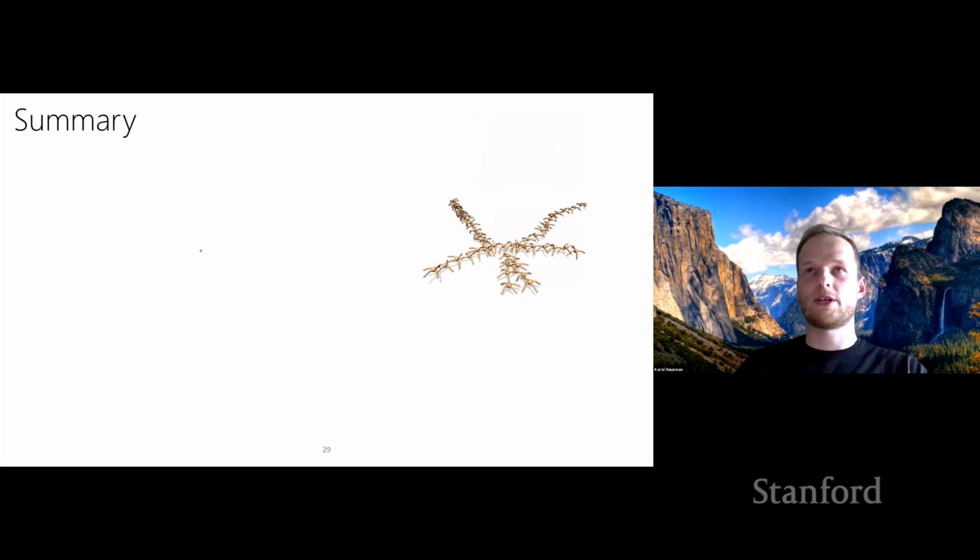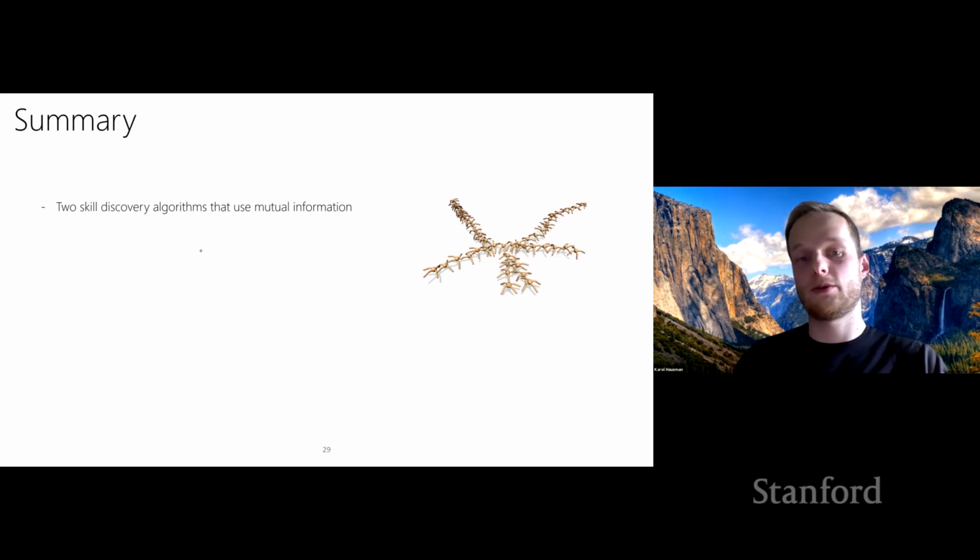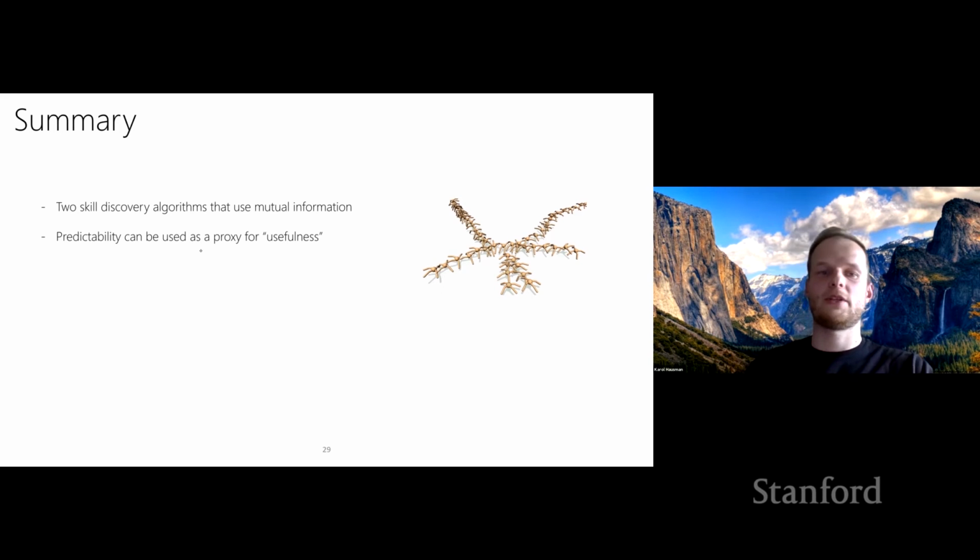All right, so to summarize that part, we talked about two different skill discovery algorithms that use some form of mutual information. One of them, the DADS algorithm, uses predictability as a proxy for the usefulness of a skill. That particular method optimizes for both predictability of the skills as well as for diversity, and it allows us to do model-based planning in skill space.